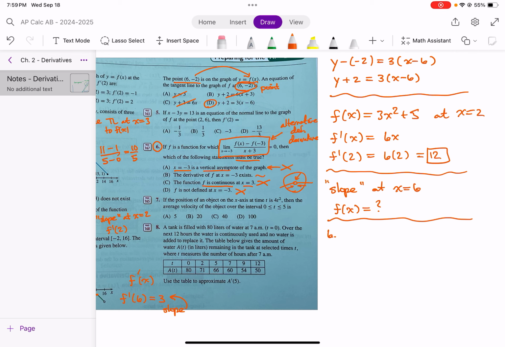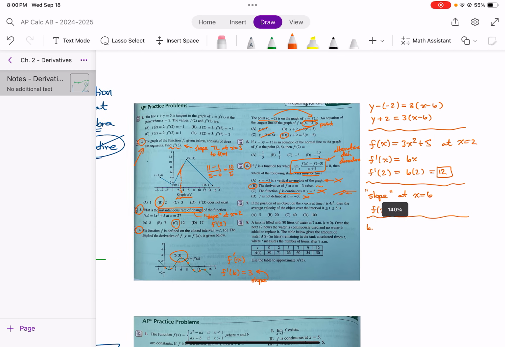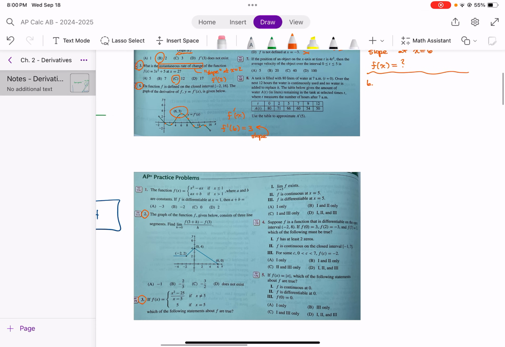And clearly the limit exists. We have an answer there. It equals 0. So it looks like B has got to be our correct answer. So the derivative of f at x equals negative 3 exists. Cool. All right, let's keep going.